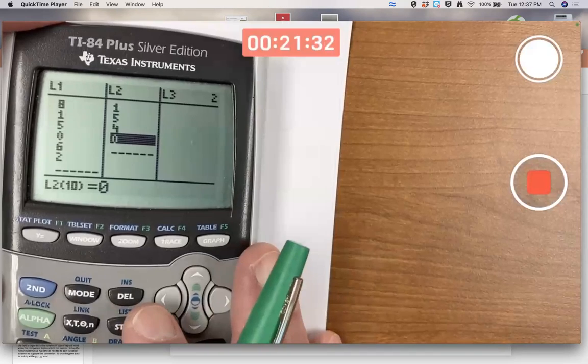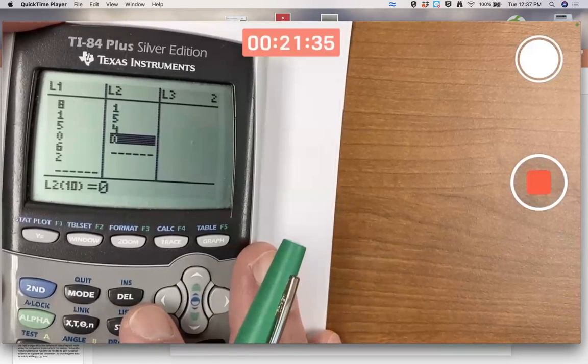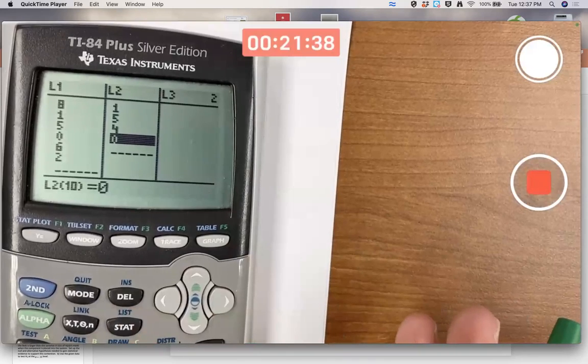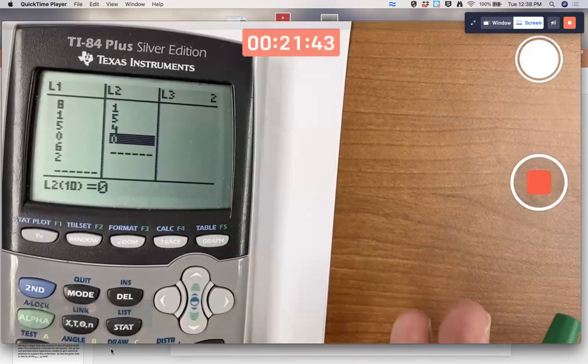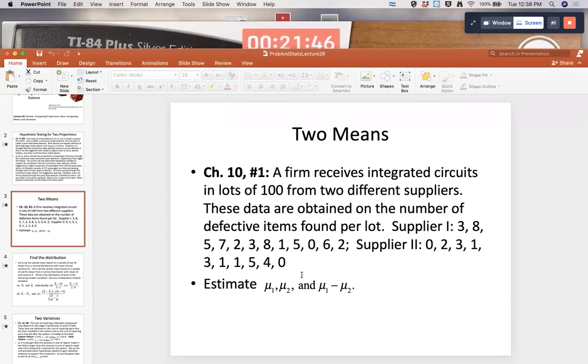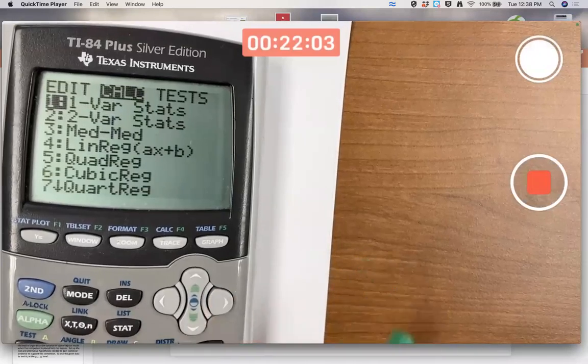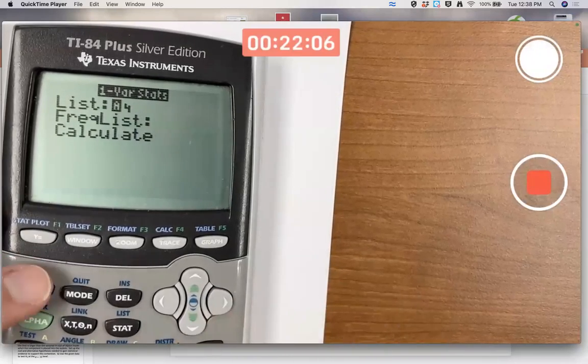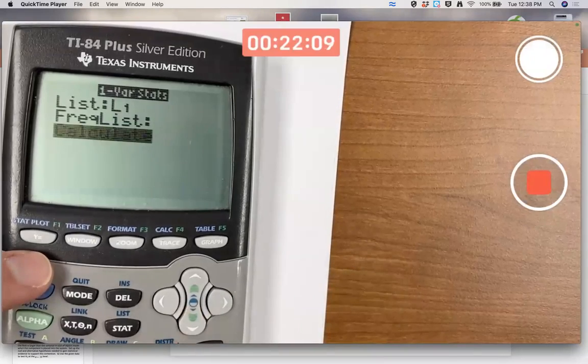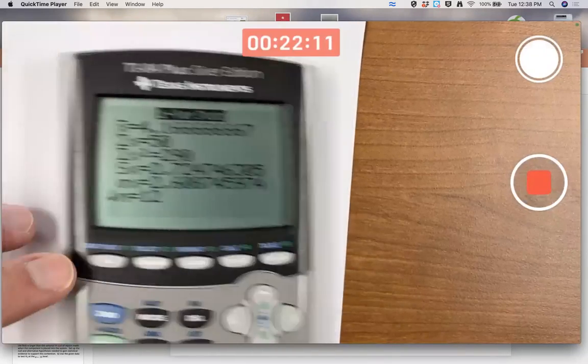What's the natural thing to do to come up with estimates? Use the natural point estimators. X1 bar, say, and X2 bar. And if we're after the difference, X1 bar minus X2 bar. And just like with proportions, we can look at the difference because we're interested in comparing the means. So in the stat menu, go to calculate and one variable stats. Make sure your list is right. List one, calculate. The mean is 4.16 repeating.